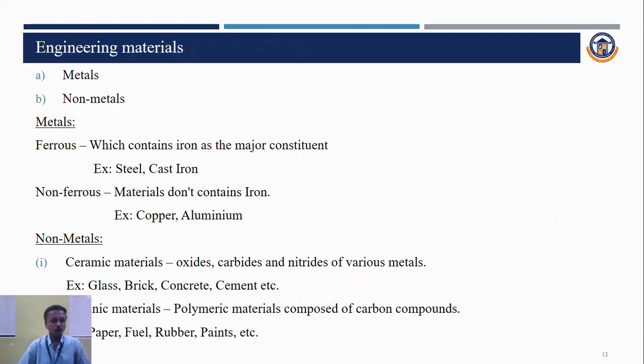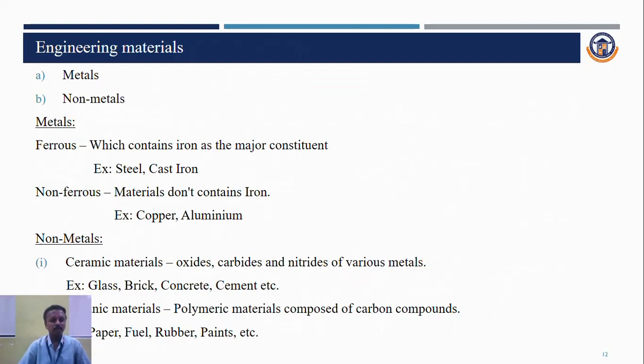When you move on to non-ferrous metals, the materials do not contain iron. Example, copper, aluminum. Next we move on to non-metals. In that, first, ceramic materials means oxides, carbides, nitrides of various metals. Example, brick, concrete, cement. So these come under ceramic materials.